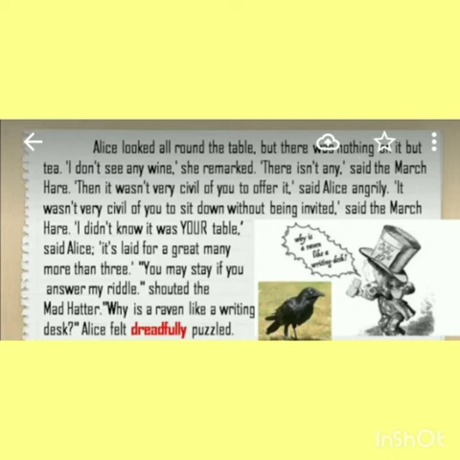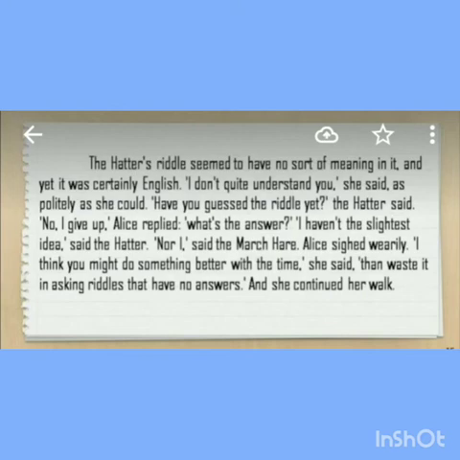Okay, have you all understood? See the next one. The Hatter's riddle seemed to have no sort of meaning in it, and yet it was certainly English. It has no meaning, but it is an English sentence, that's all. "I don't quite understand you," she said as politely as she could. So she is saying politely, I didn't understand your question.